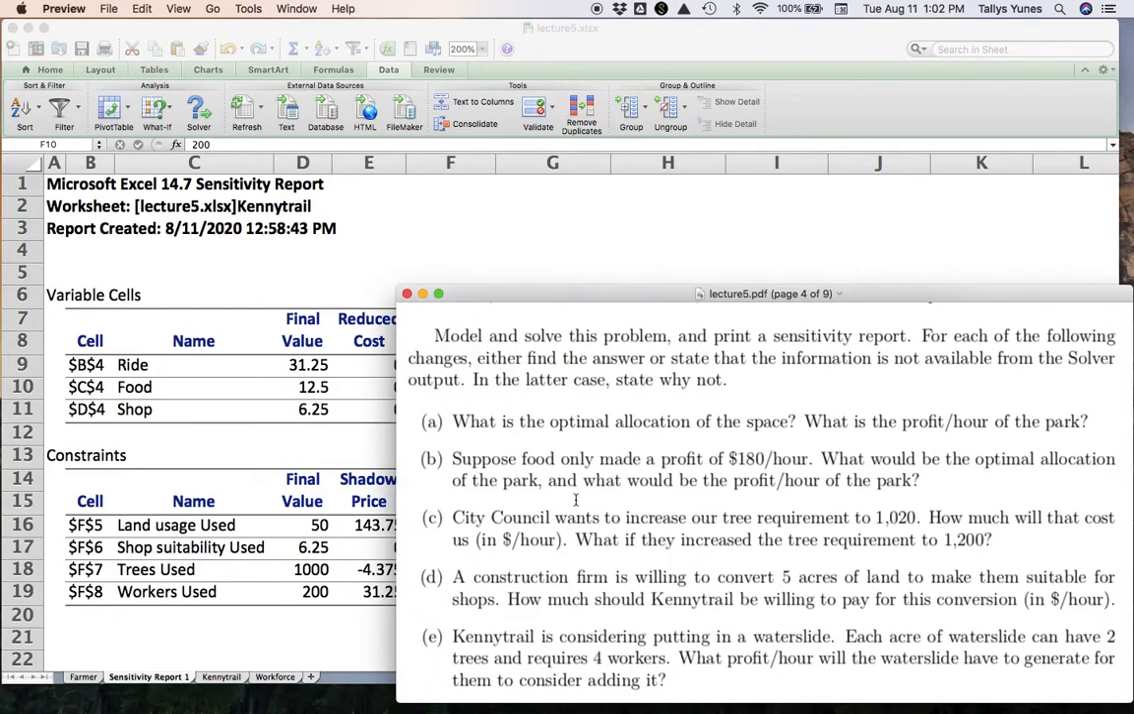Then part C. City Council would like to increase our tree requirement. Currently, they state you need 1,000 trees in a park of this size and type. But what if they said, you know what, I think you need 1,020 trees? How much will that cost us in dollars per hour? And what if they increased it to actually 1,200 instead of 1,020?